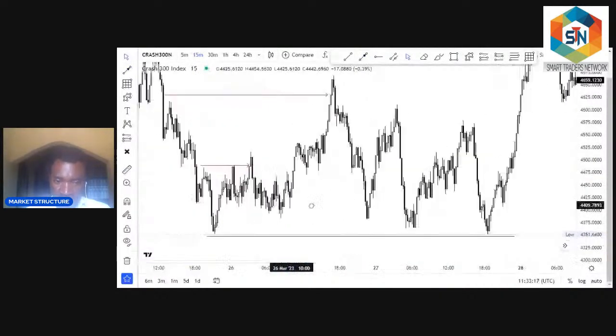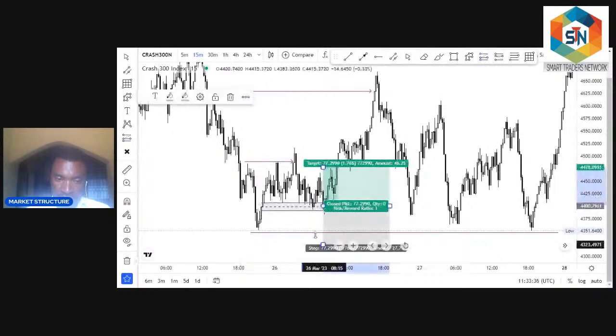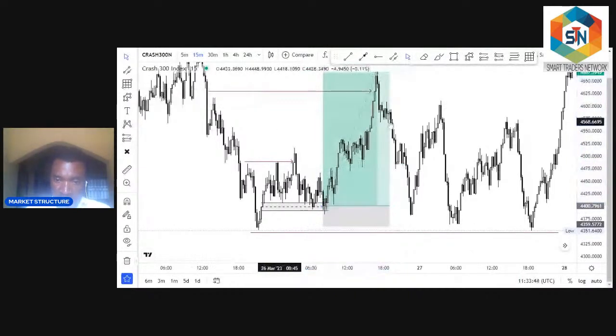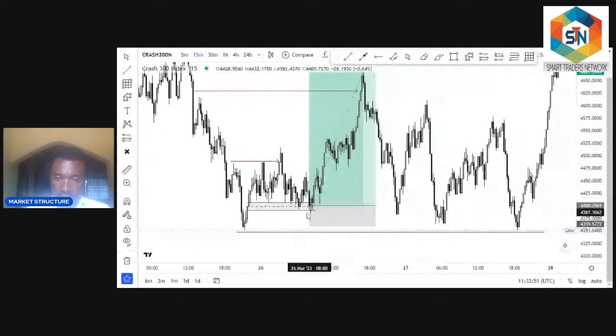So if you had gotten in on this imbalance that was left here, you got a 1 to 3. This was the first move, it gave you a 1 to 6. Then price came back and swept this as internal liquidity. When price came back, price swept this internal liquidity.